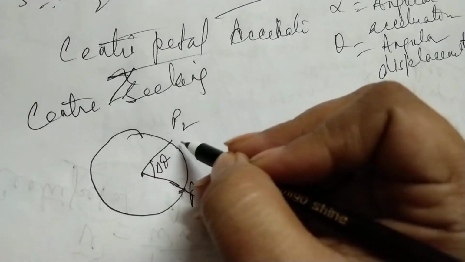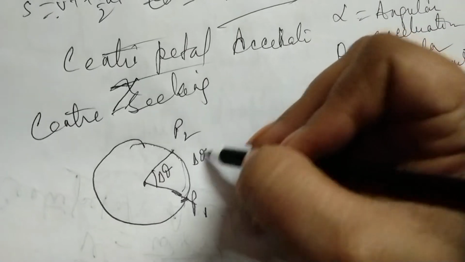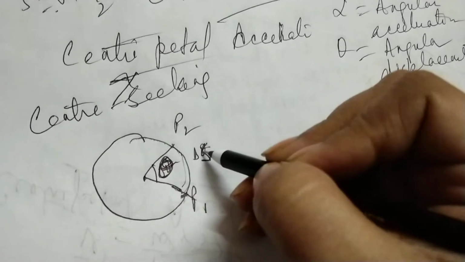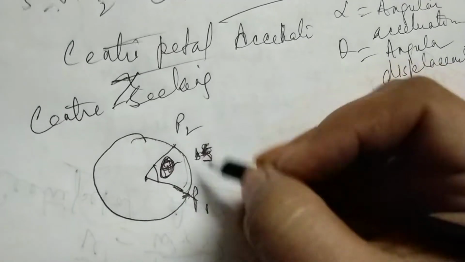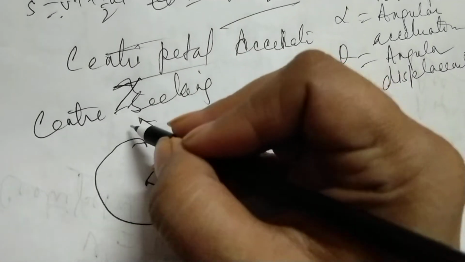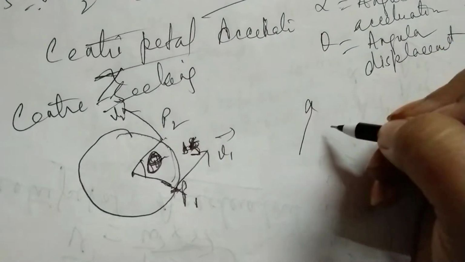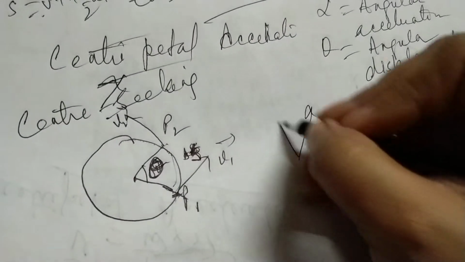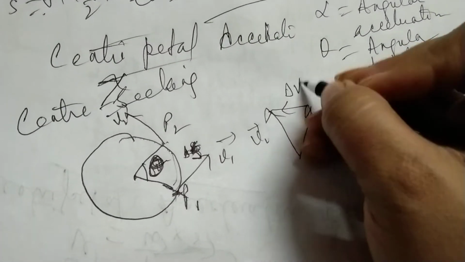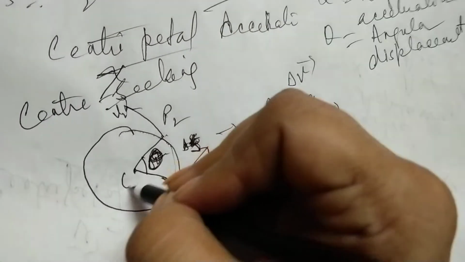Let us call the angle theta, and let the arc be delta S. Don't take it as delta. Now the velocity is given by the V1 vector at P1 and the V2 vector at P2. If I take these velocity vectors, this is the V1 vector, this is the V2 vector, and this becomes the delta V vector. The angle between the two is again theta. Let us assume this is O.